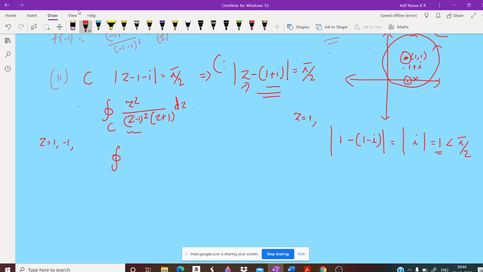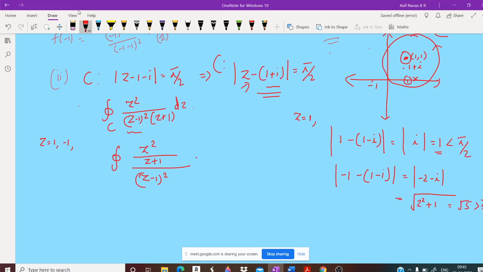And if you check minus 1, if I put z equal to minus 1, I get minus 1 minus 1 minus i, which is equal to minus 2 minus i. Mod of minus 2 minus i is root of 2 square plus 1, which is equal to root 5, which is greater than pi by 2. So minus 1 is outside and 1 is inside. So we can write this as z square divided by z plus 1, because minus 1 is outside the circle and 1 is inside the circle, all divided by z minus 1 all square, dz.